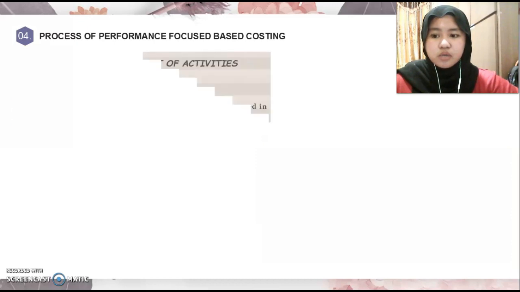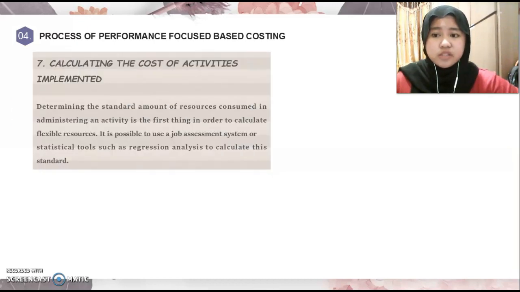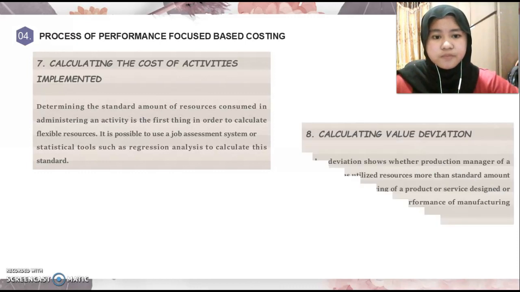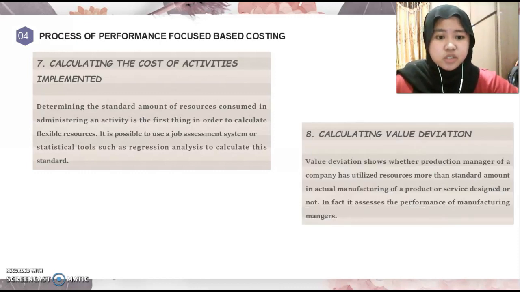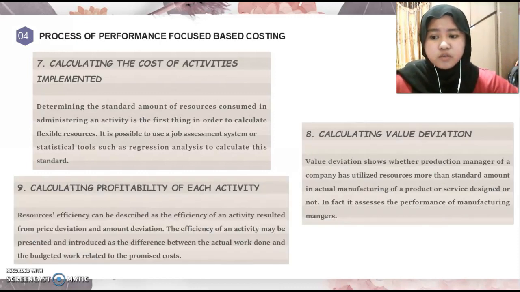And then the next one, we have to calculate the cost of activity implemented, determining the standard amount of resources consumed in administering an activity, the first being the flexible resources. And then we have to calculate the value deviation. And then we also have to calculate the profitability of each activity, meaning that resources efficiency can be described as the efficiency of an activity resulting from price deviation and motivation.